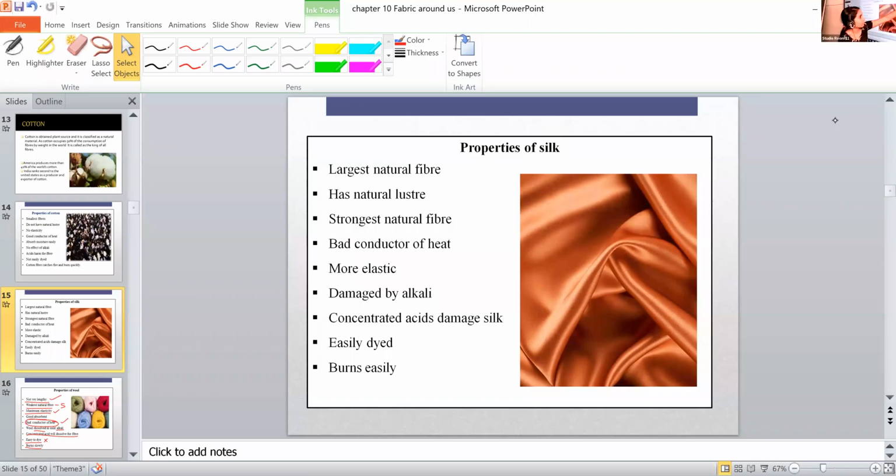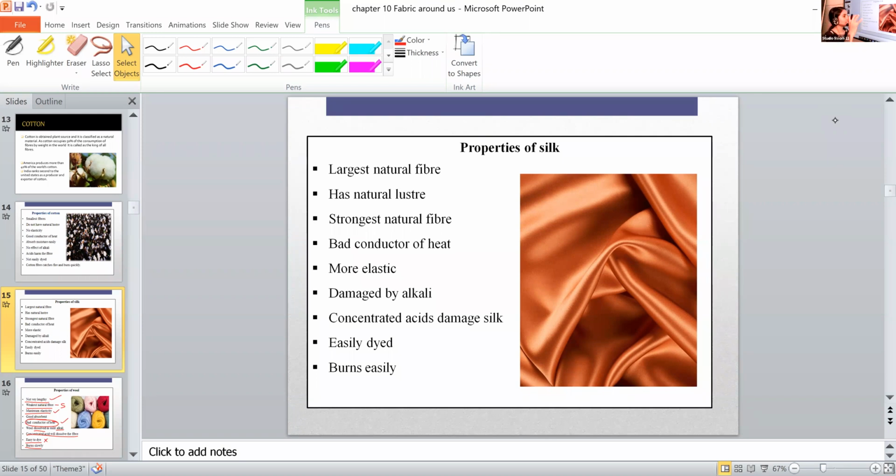Okay, very good. So which stage do we use to get the silk fiber? Which stage? Reina? Cocoon. So next is silk processing. This is the life cycle of the silkworm. Okay, so next is silk processing.